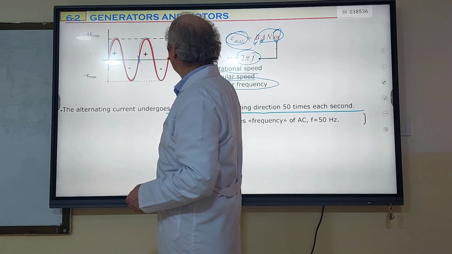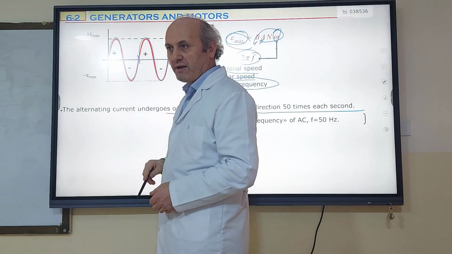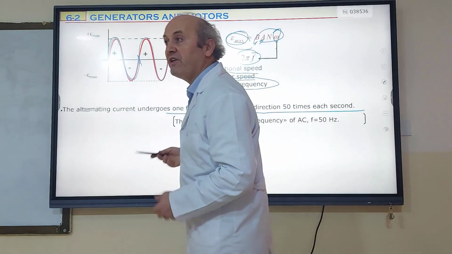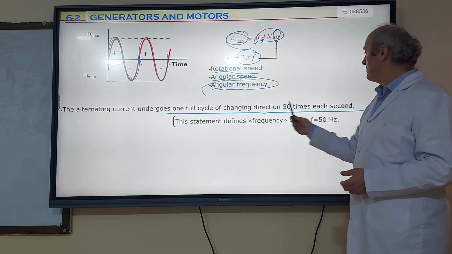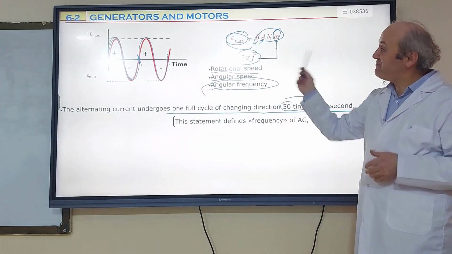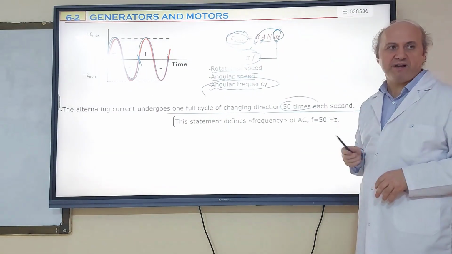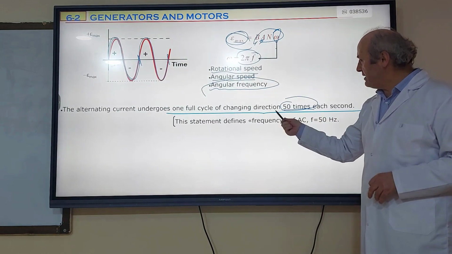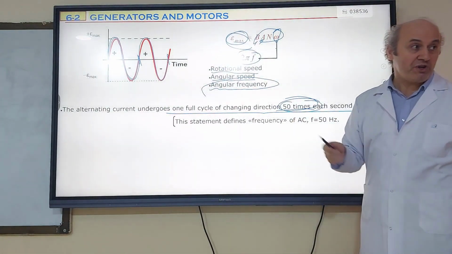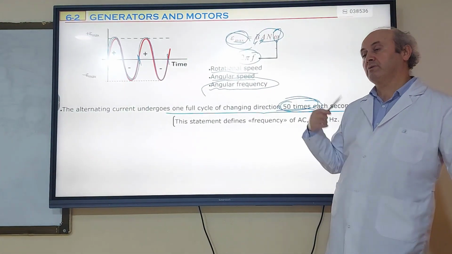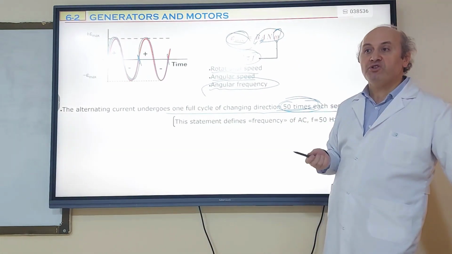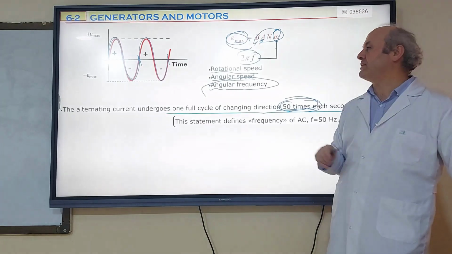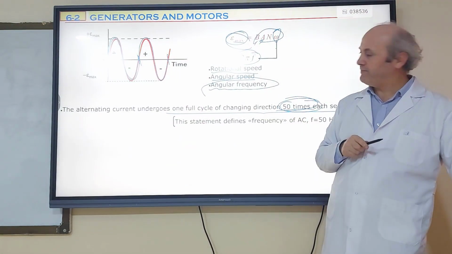Another full cycle, another wave. In 1 second, how many waves are there? Anybody see? 50. There are 50 waves, 50 cycles, which defines the frequency of this alternating current. Almost all generators in Iraq or Turkey or Asia have the same frequency, 50 hertz. The United States and Canada have a different frequency, 60.